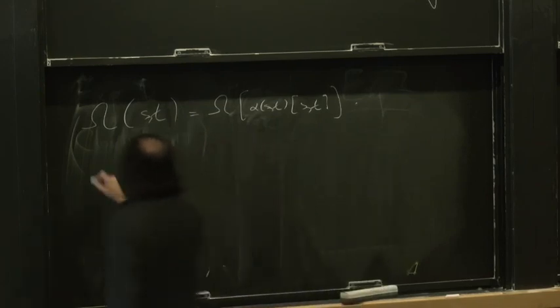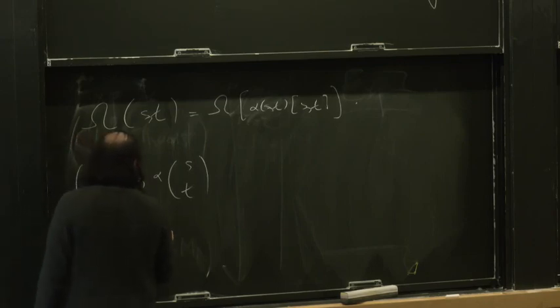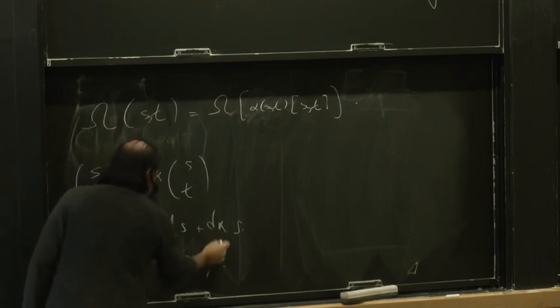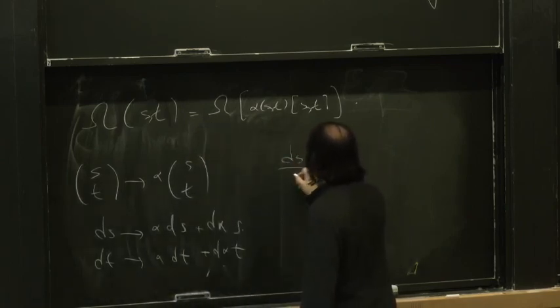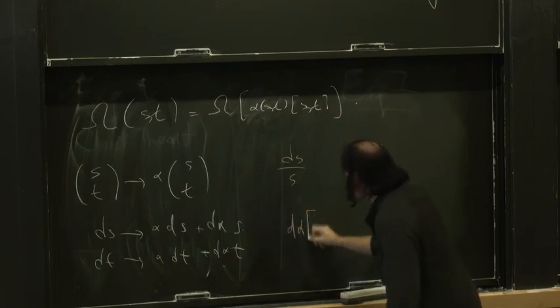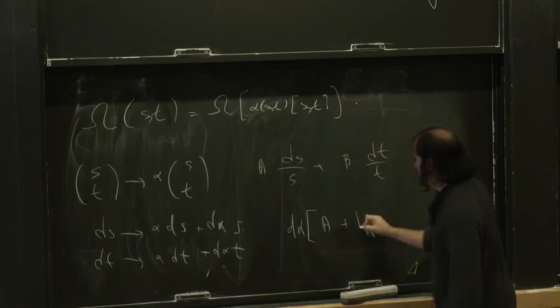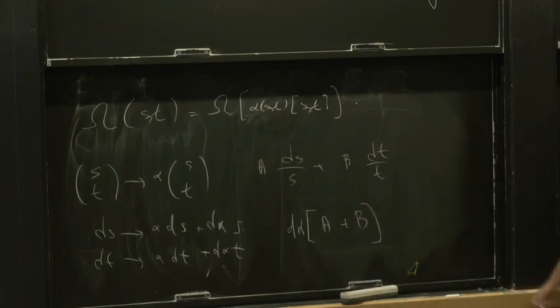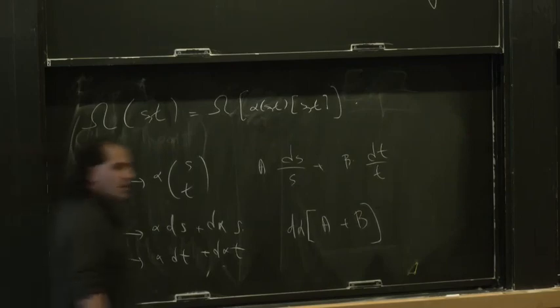Okay, so if I take ST to any old alpha ST, then ds goes to alpha ds plus d alpha s, and dt goes to alpha dt plus d alpha t, and therefore ds over s and dt over t has a piece that goes like d alpha. If I put some a plus b, that's a piece that looks like d alpha times a plus b. Right? And that's why I have to have a plus b equals 0. So I'm doing this in a very heavy-handed way. Here I could just choose a sign and it's fine. But now let's see what happens at 5 points.